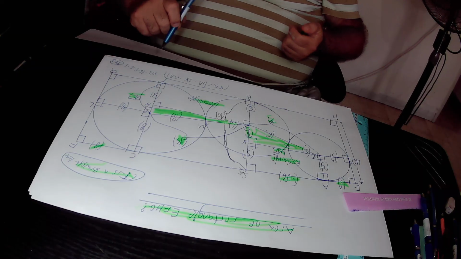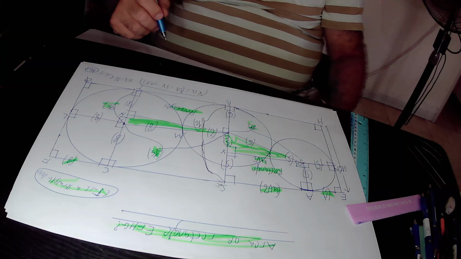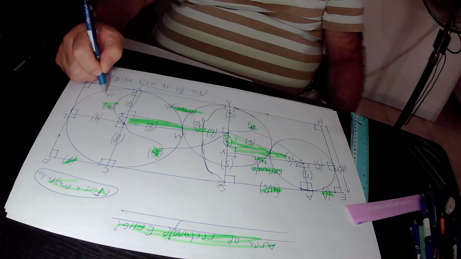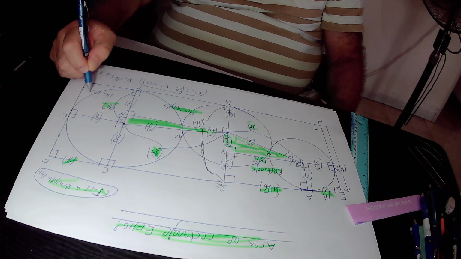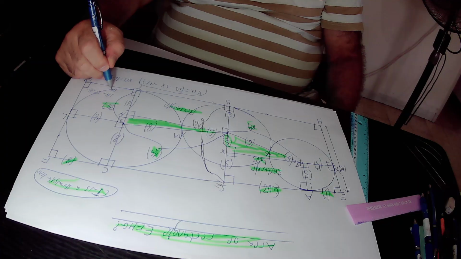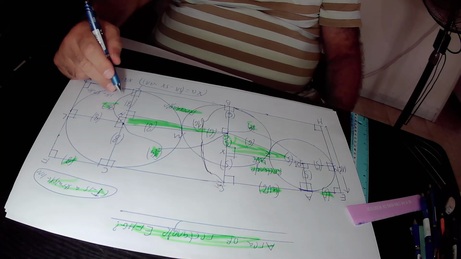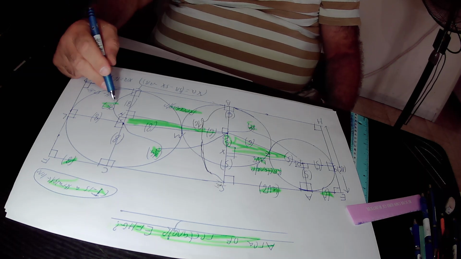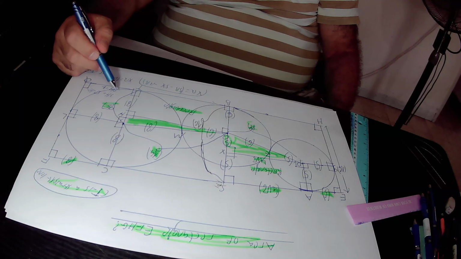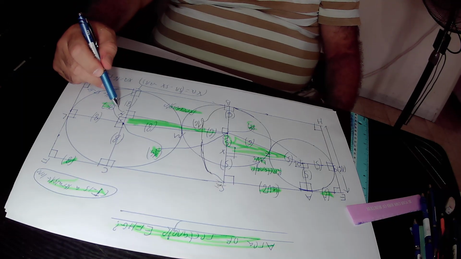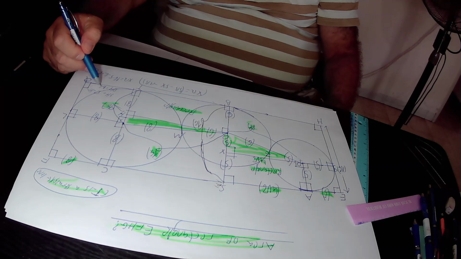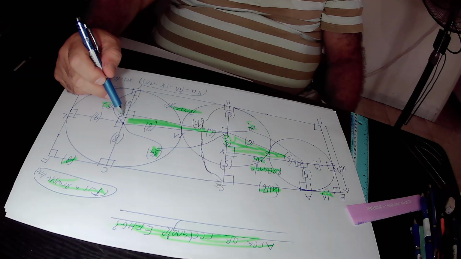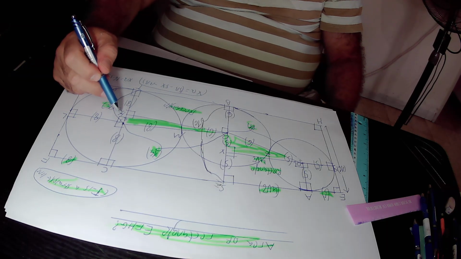So SH equals ST minus HT. ST is 8, the radius of the big circle, minus HT. We just found out that HT equals 6. So SH equals 8 minus 6, that is 2. SH equals 2 units in length.